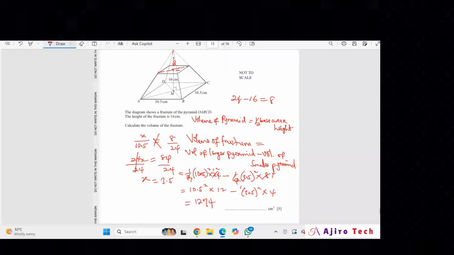10.5 squared times 12, this one will give us an answer of 1323, minus 3.5 squared times 4. That will give us 49. So if you do that, 1323 minus 49, that is 1274.